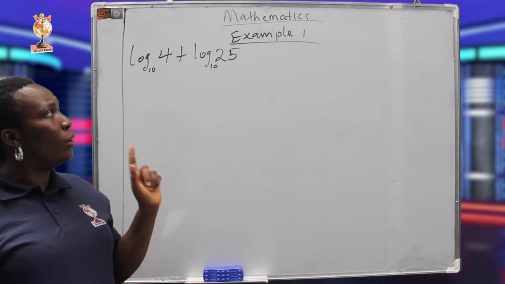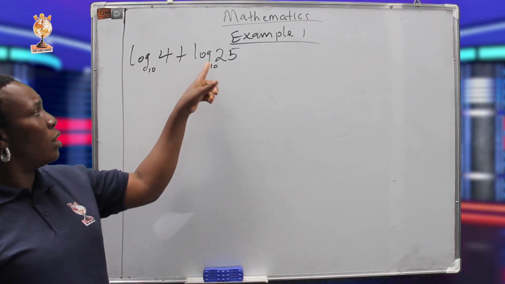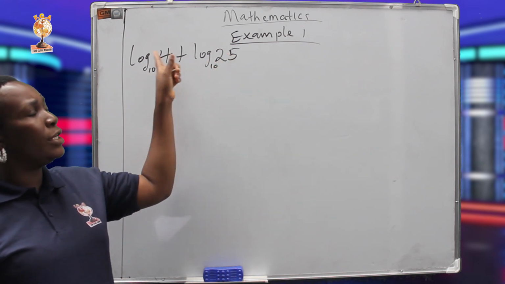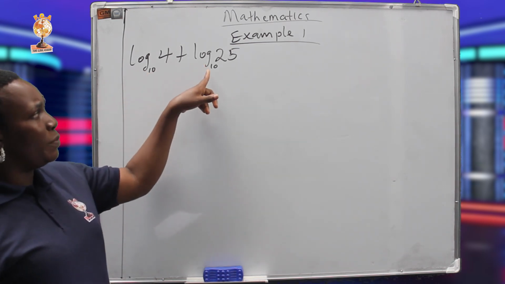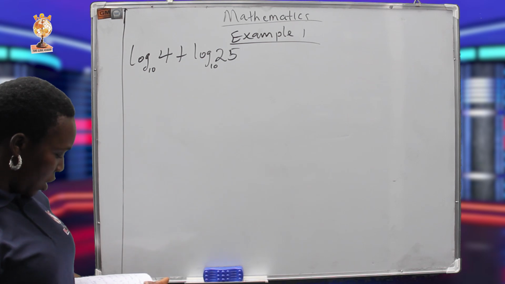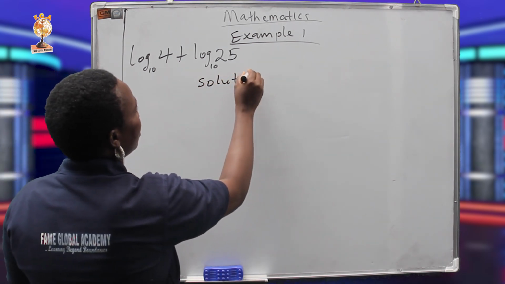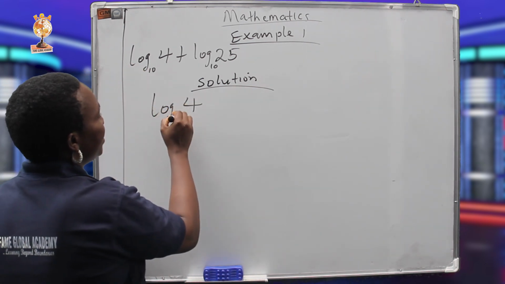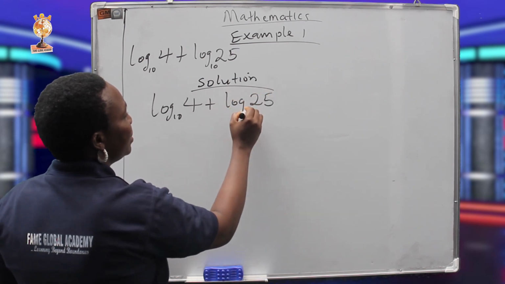You remember law number one, which is called the addition law. If the two logarithms have the same base, all you need to do is multiply the two numbers. As you can see, this is base 10, this is base 10, so they have the same base. Okay, so let's solve. So, solution.